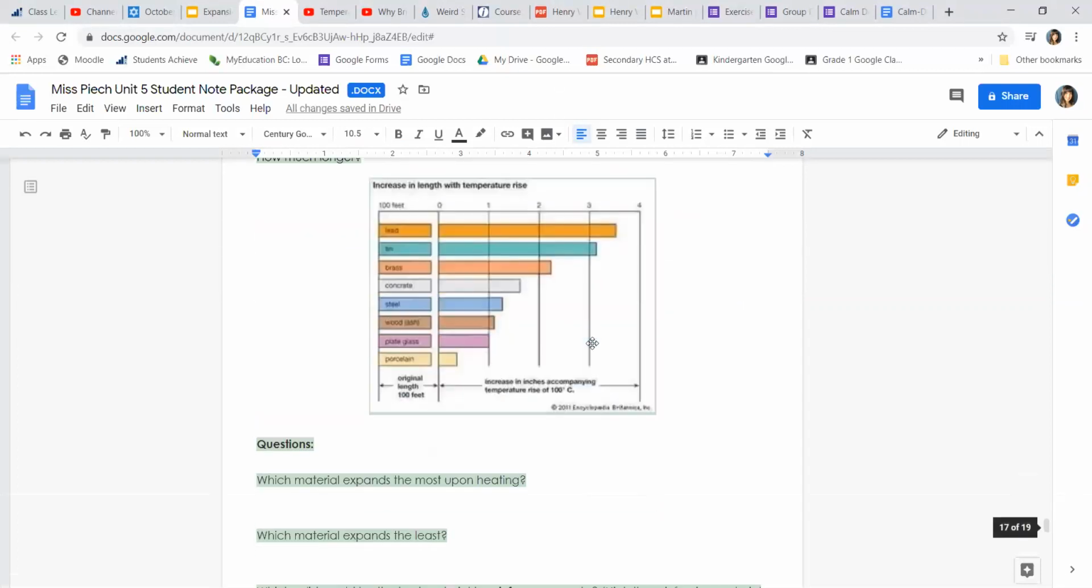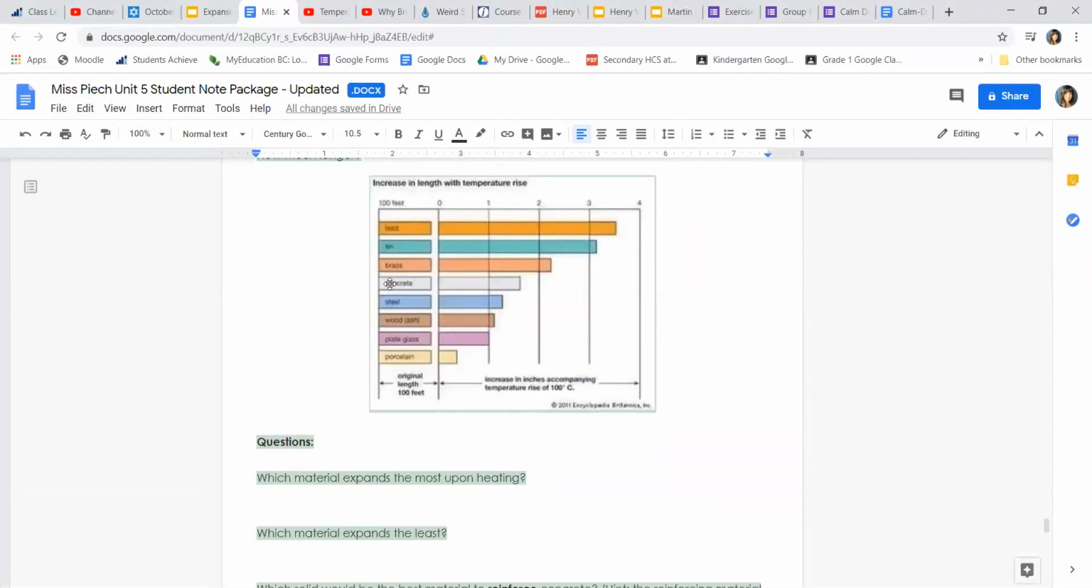And then here we're looking at this picture. I know it's a little blurry, but you can kind of make out that we have some different materials on the left side here. We have porcelain, plate glass, wood, steel, concrete, brass, tin, and lead. They're showing the original length of all of these materials, but if you expose them to heat, this is how much they can expand when exposed to the same amount of heat.